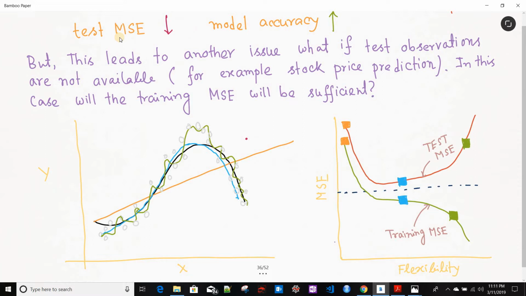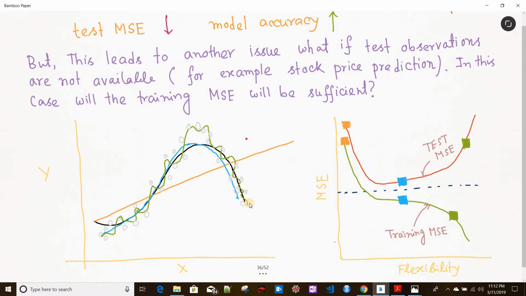One could be that the training MSE is sufficient in those kinds of scenarios. Let us determine that. So for that, let us talk about a scenario here. This is the black color graph. Let us think about this as our actual data set. That means this is our actual function which represents our data.